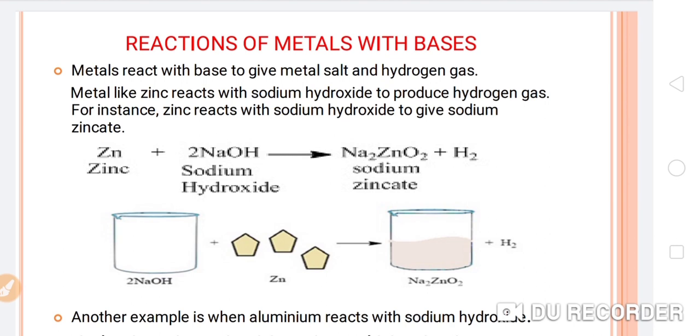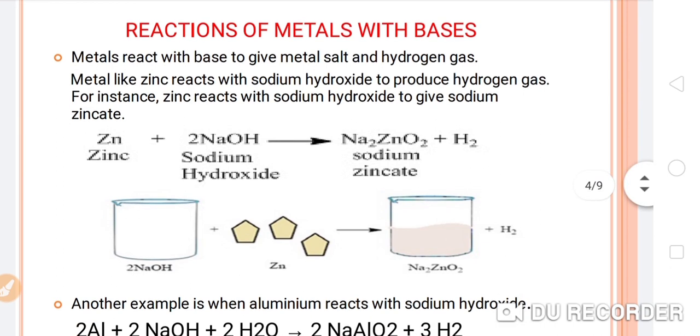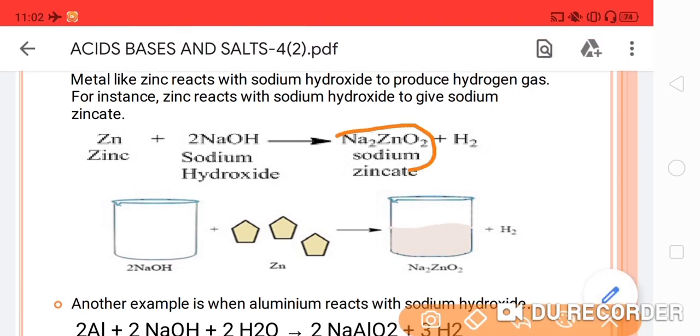Okay, so let's see. Here I have explained an example, that is zinc. Zinc metal when it reacts with sodium hydroxide, it will convert into sodium zincate and hydrogen gas will evolve. So this sodium zincate is a salt and hydrogen gas is evolved.